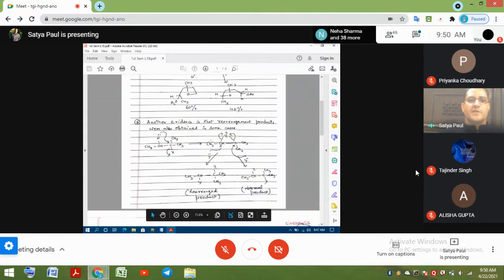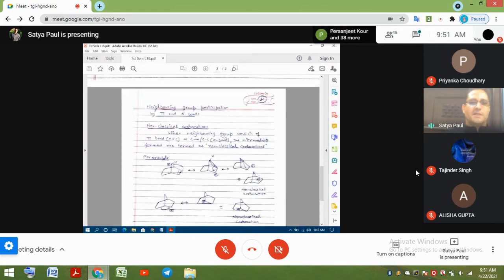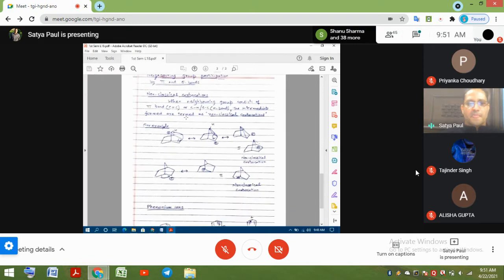So we now have a very important topic, and that is neighboring group participation by pi and sigma bonds. Until now, what you have studied is neighboring group participation by a group or atom having an unshared pair of electrons. Now we will study neighboring participation by pi and sigma bonds and some other groups like the cyclopropyl ring. Before going to the neighboring group participation by pi and sigma bonds, let us understand non-classical carbocations.